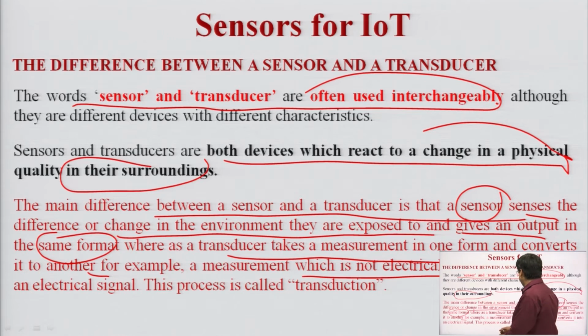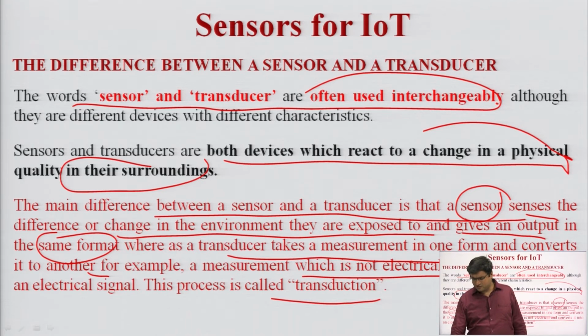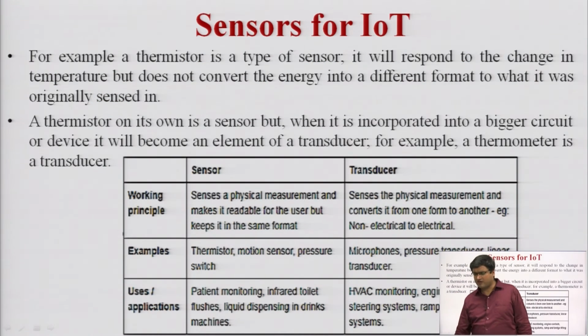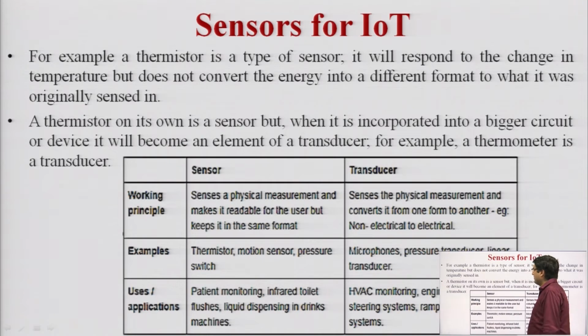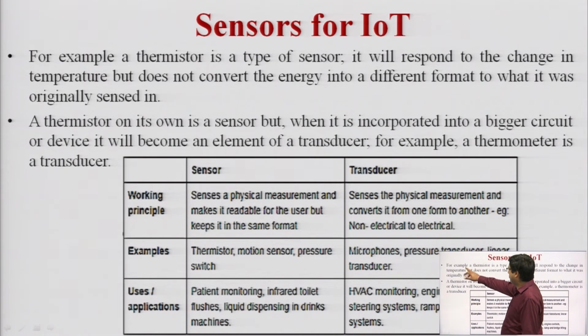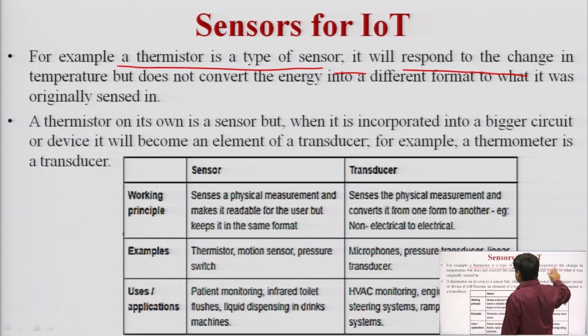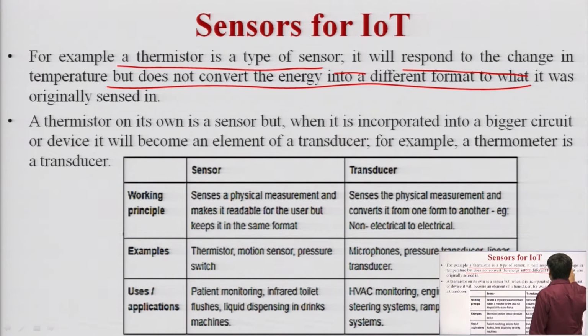That is the main difference; this process is called a transduction. So, at one go we can say that sensor and transducer are the same, but their characteristics are different. Sensors for IoT, under which we will see some more. For example, a thermistor. A thermistor is basically a type of sensor. It will respond to the change in the temperature, but does not convert the energy into a different format. It keeps it in the same format as it was originally sensed.